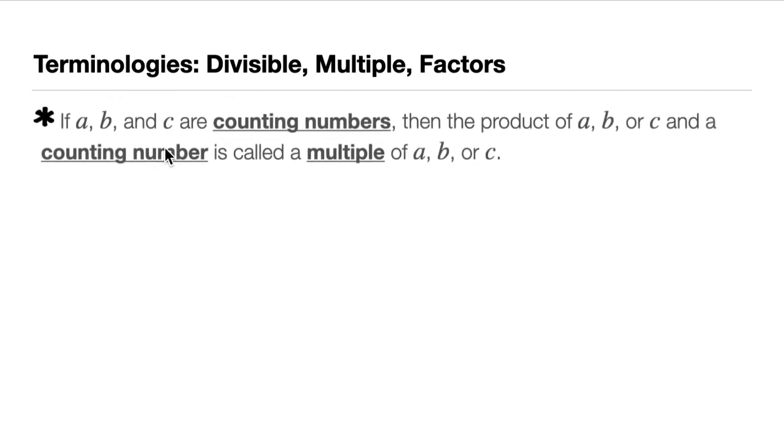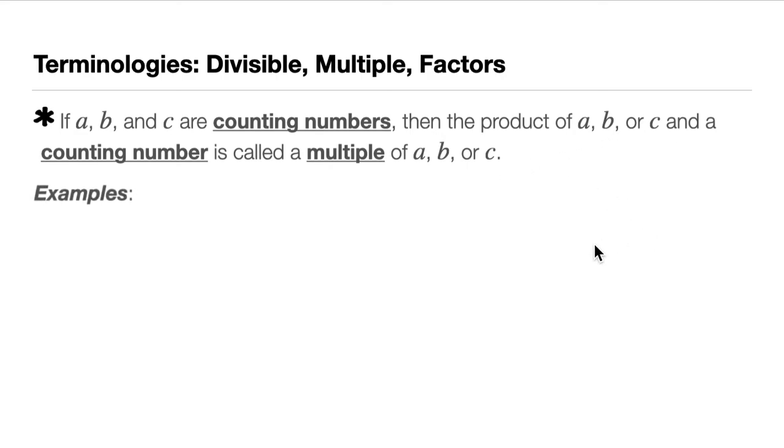So if A, B, and C are still counting numbers, then the product of A or B or C and one specific counting number is called a multiple of A, B, and C. So imagine multiplying A by any counting number, that is called a multiple of A. Multiplying B by any counting number is called a multiple of B. Multiplying C by any counting number is called a multiple of C.